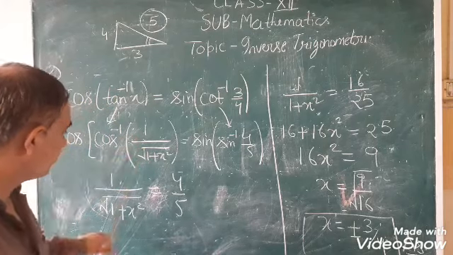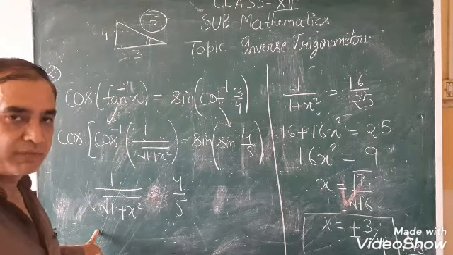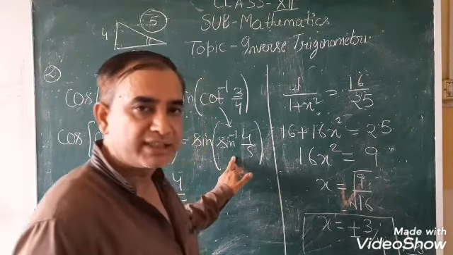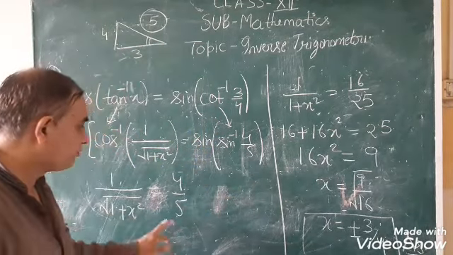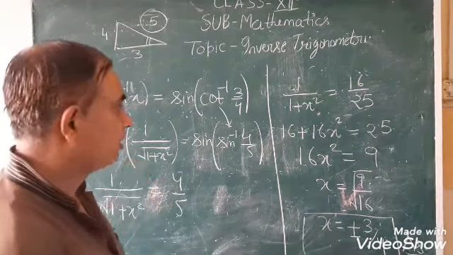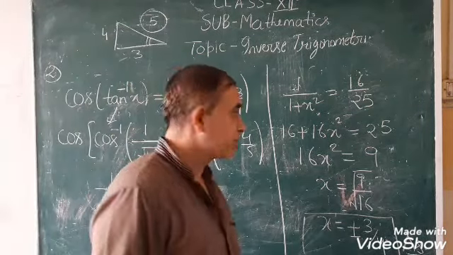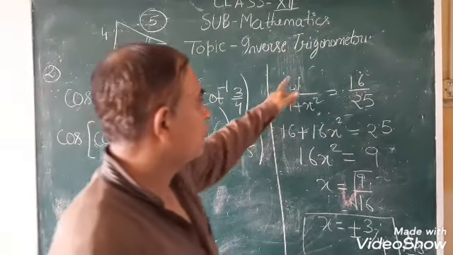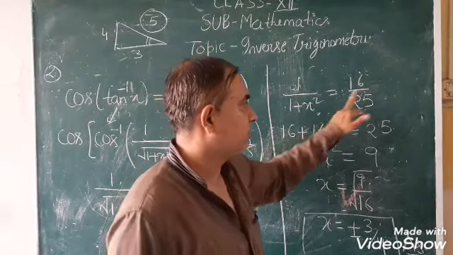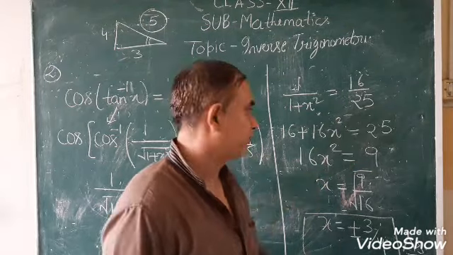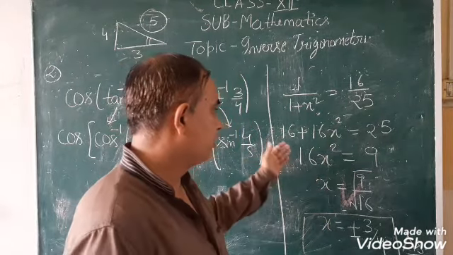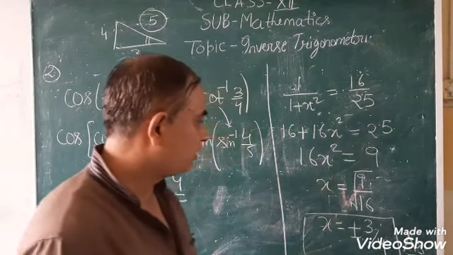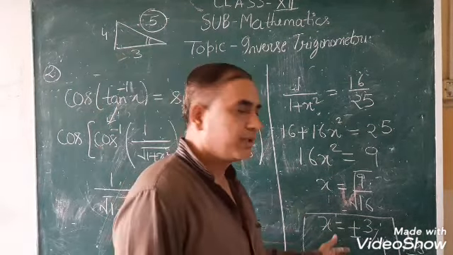The remaining term will become 1 upon under root 1 plus x². Similarly, sin and sin inverse are also cancelled out here, and the remaining term will be 4/5. Now, for solving this type of equation, we just square both sides. We get 1 upon 1 plus x² equal to 16 upon 25. Now cross multiply it. We get 16 plus 16x² equal to 25. And solving, we get x equal to plus minus 3/4.